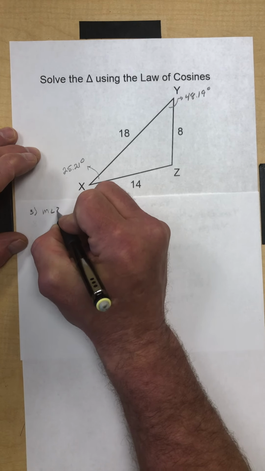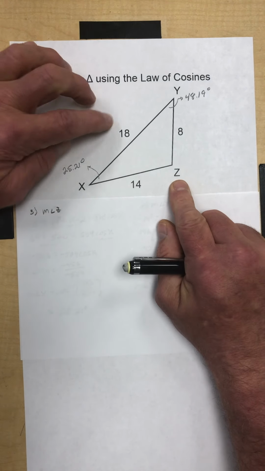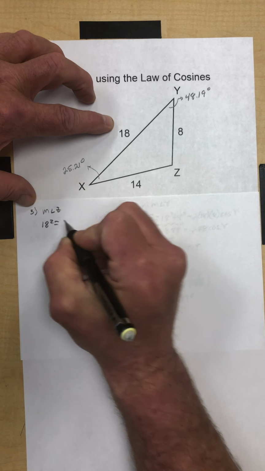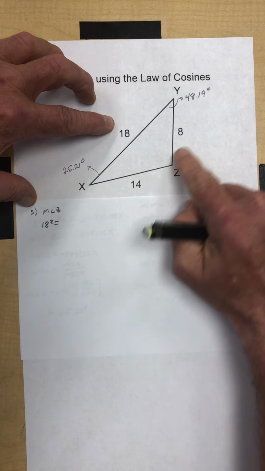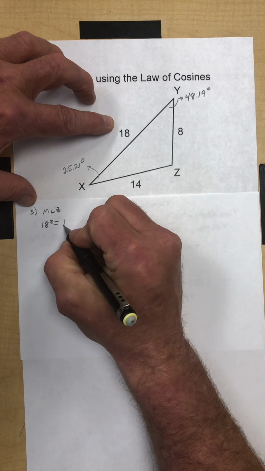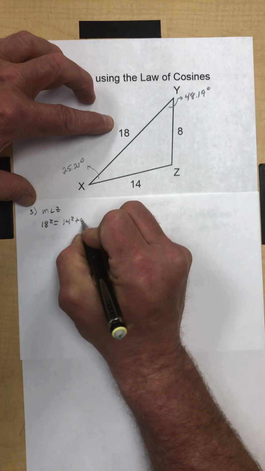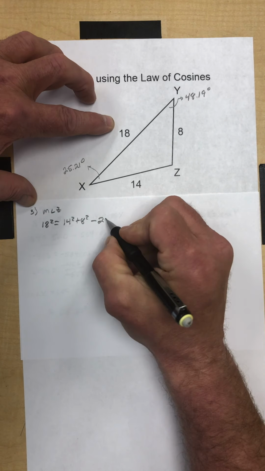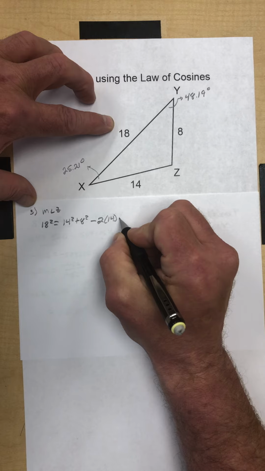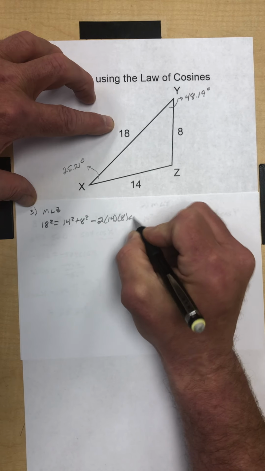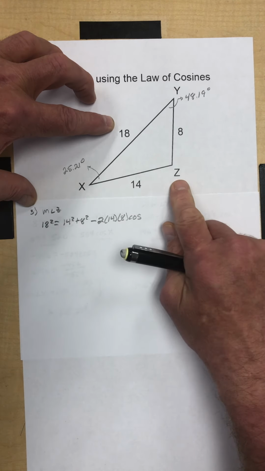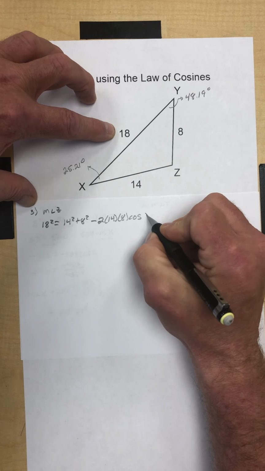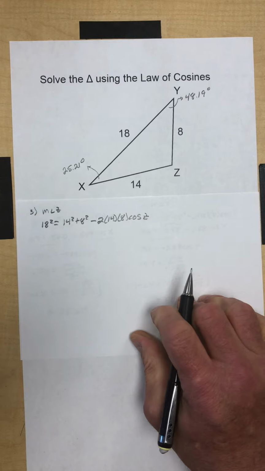Measure of angle Z. I have to start with the side opposite, so 18 squared equals the sum of the squares of the other two sides, the 14 and the 8. So 14 squared plus 8 squared minus 2 times these other two sides, so 2 times 14 times 8 times the cosine of angle Z, because angle Z is opposite where I started. And that's what I want. I want the cosine of angle Z so I can find angle Z.